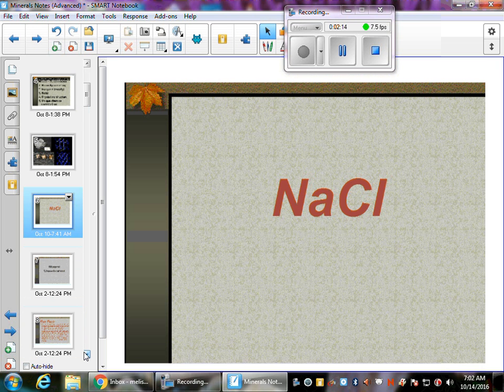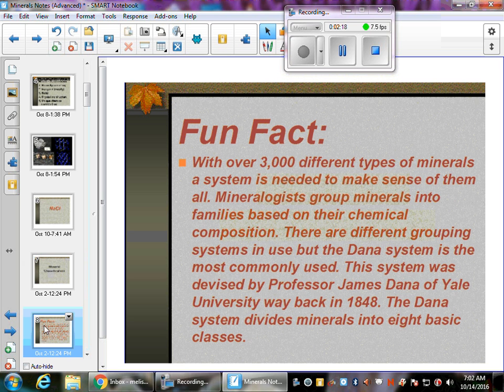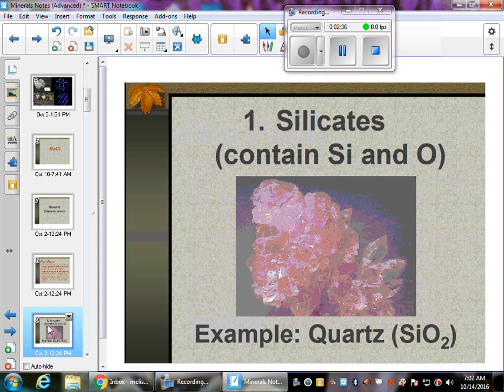We're also going to be looking at how you can classify or group minerals. There are over 3,000 different types of minerals, so they needed to find a way to put them into different groups that made sense. So the most common one is called the Dana system, and it divides them into 8 basic groups based on those different chemical compositions. The most common minerals are called silicates. They contain both silicon and oxygen, and quartz is a pretty common example. It's silicon dioxide. Here's that unique chemical composition.